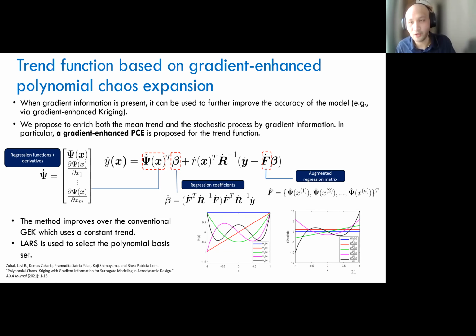So the key point here is that instead of having just a constant trend function, we can use a gradient enhanced regression model to better approximate the trend function. And this is fully automatic. I mean that you don't need to really pick the polynomial basis by yourself because this is automatically done by an algorithm called least angle regression.